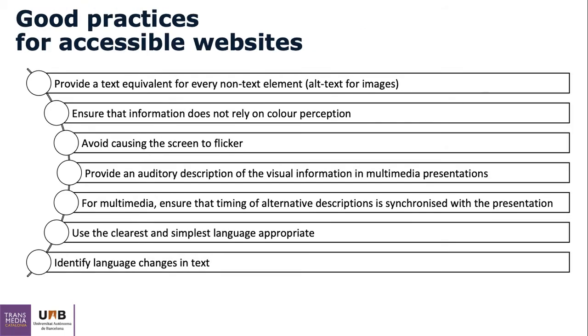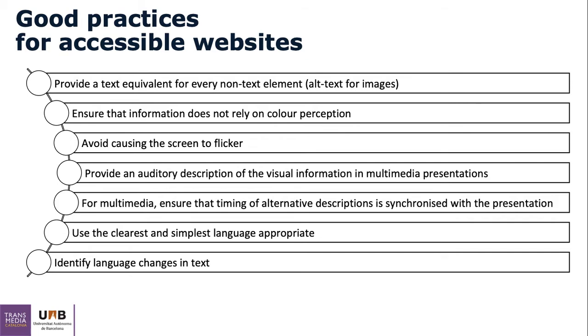Some good practices to ensure that your web is accessible are providing alt text when you post an image. This is helpful for people using a screen reader because it allows them to know the content of the image. Also, ensure that information does not rely only on color perception. This means that apart from providing a different color, you should underline the word or put it in bold in order to ensure that people who are colorblind are aware.